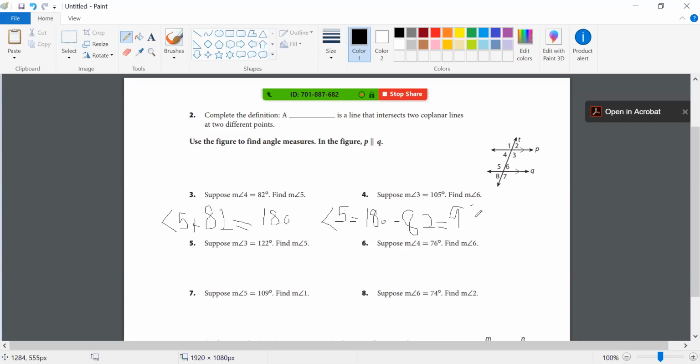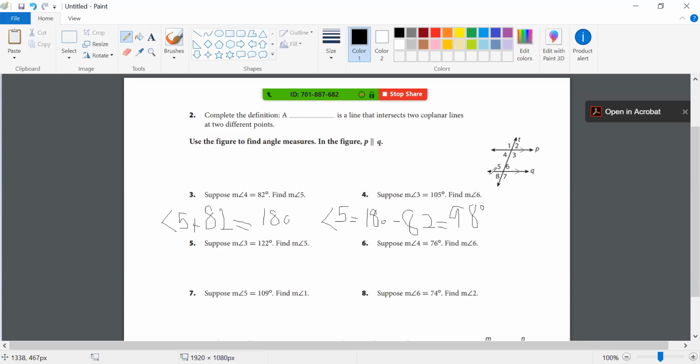Which theorem did I use? It's better to name the theorem. The theorem that I used in here is same side interior angle. Just you write it, please. Same side interior angle. Okay, let's do question 5. Suppose that measure angle 3 was 122. Find measure angle 5. It's not easier than this actually.